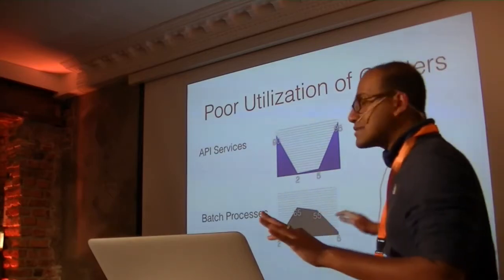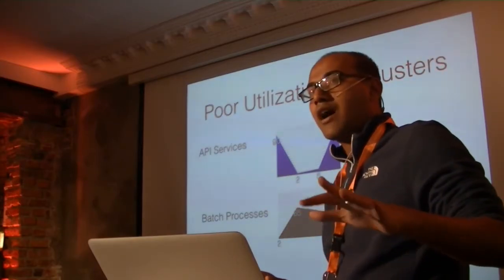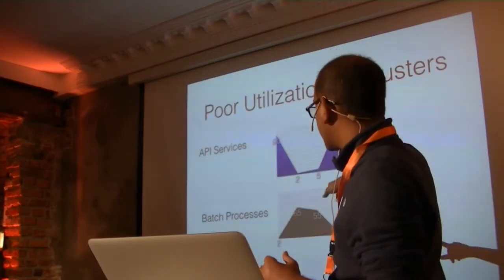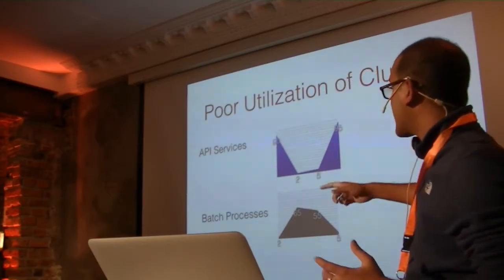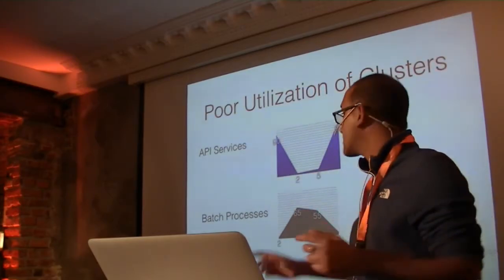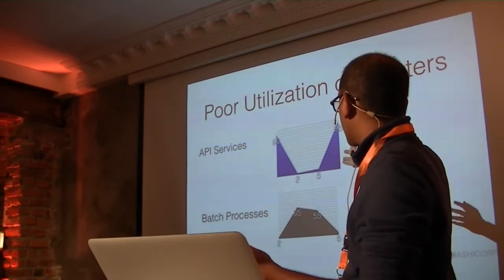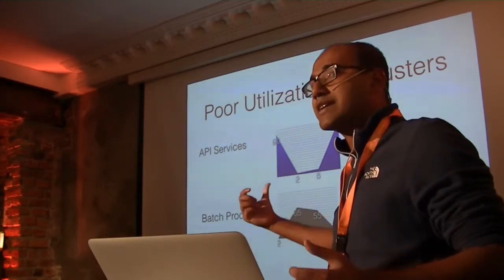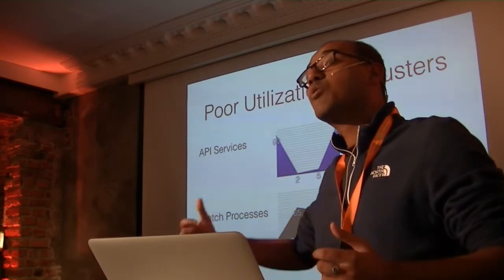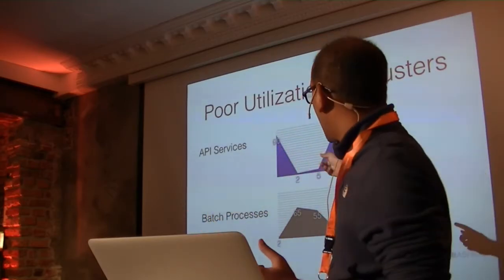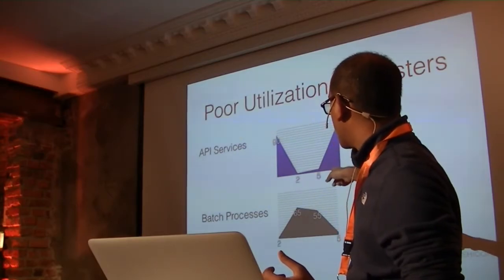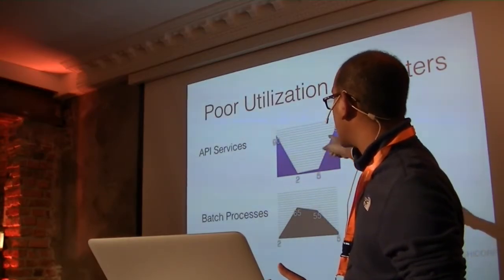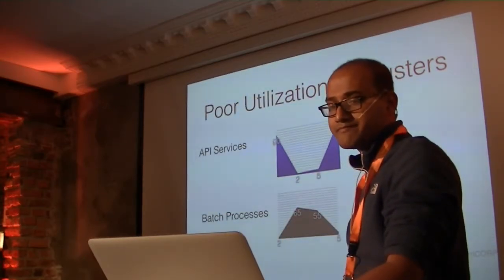Right? You'll see machines which are doing batch processing will have higher utilization during the day, and machines which are running APIs will have higher utilization during the time when they are more popular. And what it means is that a company like this is investing in more hardware, because they would need more hardware for doing each of the batch process and API services at different times of the day.